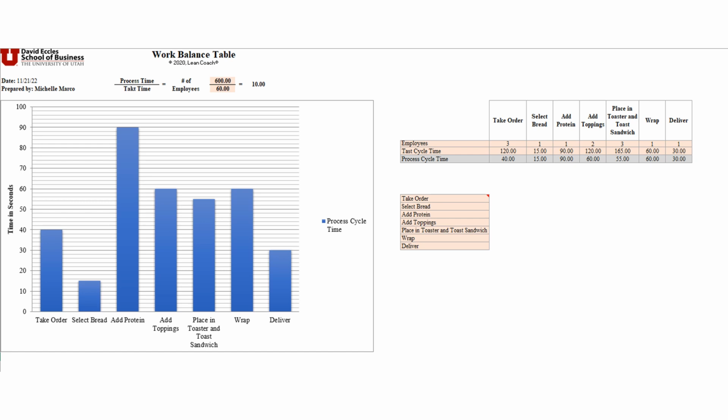Another thing worth noting on this work balance table is up at the top. It shows that our total process time is currently 600 seconds and our takt time is 60 seconds. This means there must be at least 10 employees stationed at the sandwich shop at all times in order to meet our required output.